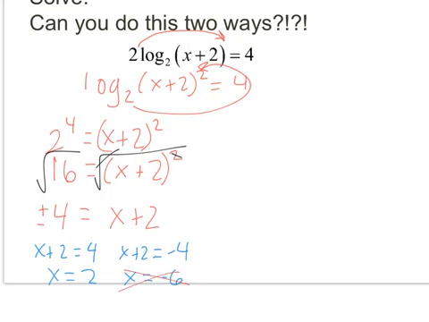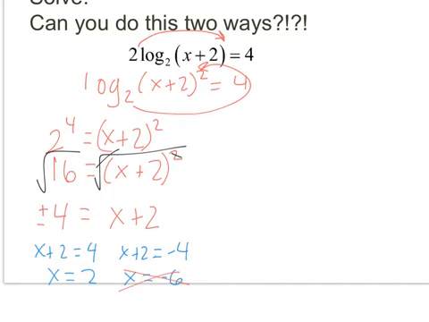Okay, you also could have FOILed this out, x plus 2 times x plus 2, which is x squared plus 4x plus 4, and subtracted the 16, factored, all that jazz. I find it easier just to take the square roots if you notice it, okay? But there are different ways of doing it there.